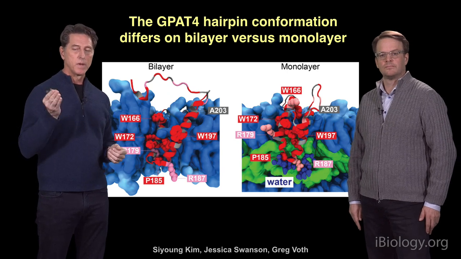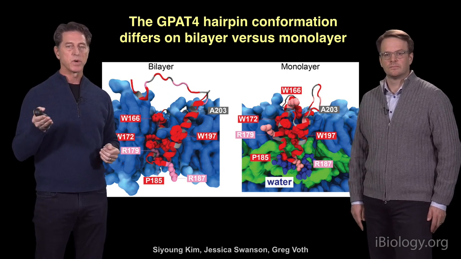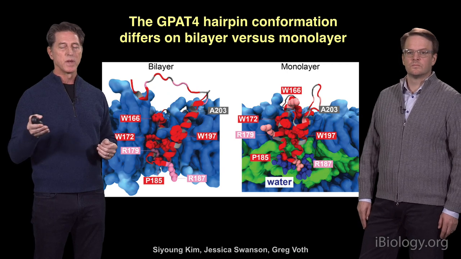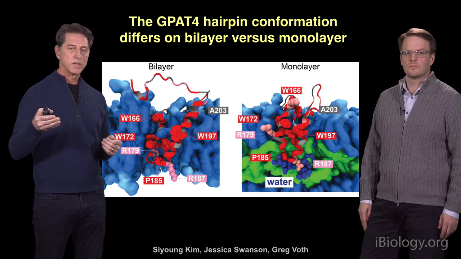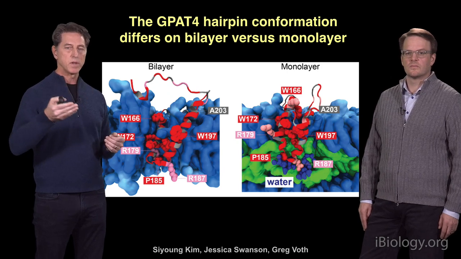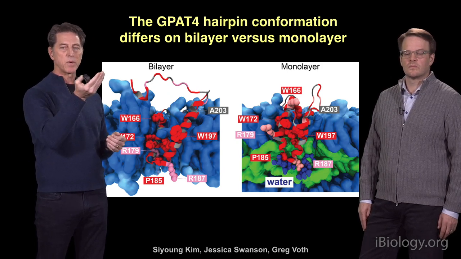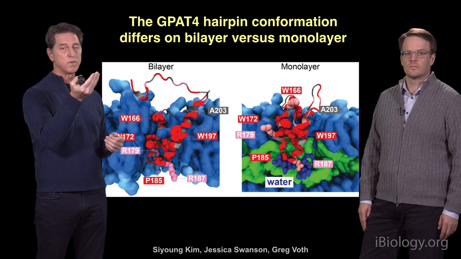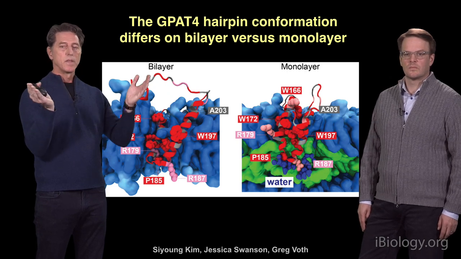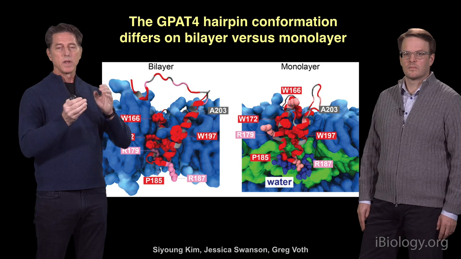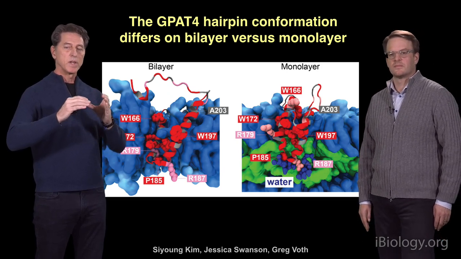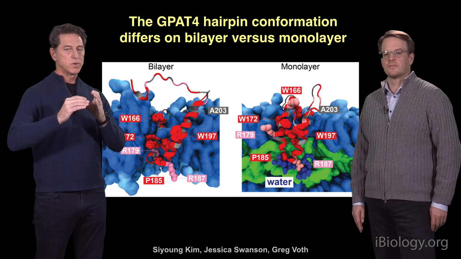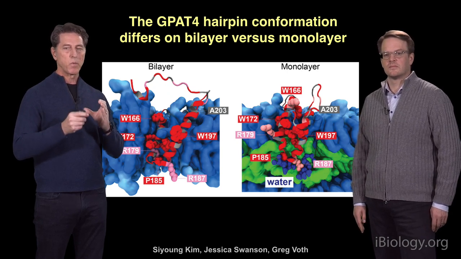However, when the same molecule is modeled in the presence of the monolayer neutral lipids, it evolves into a different conformation. And so what you can see here is that some of these tryptophans, and indeed one of the positive charges, have migrated up towards the surface of the monolayer. The hairpin is closed slightly, and one of the positive residues, R187, remains towards the neutral lipids, but it's solvated by water.